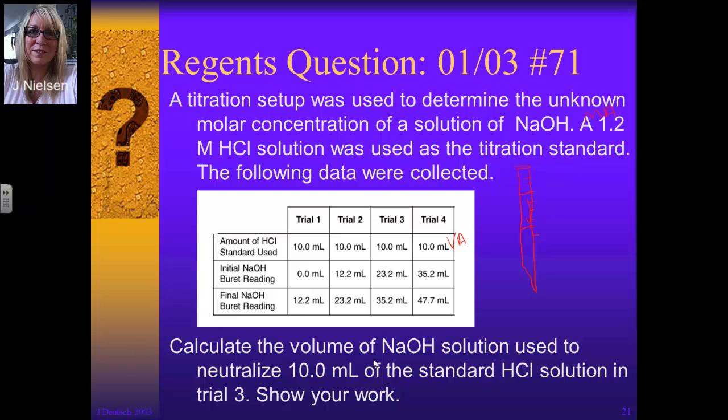So it says calculate the volume of NaOH used to neutralize 10 mL of the standard HCl in trial 3. So we're interested in trial 3. So our initial was 23.2 and it went down to 35.2. So if we subtract, we will have our difference. So 12 milliliters of NaOH was used in trial 3.